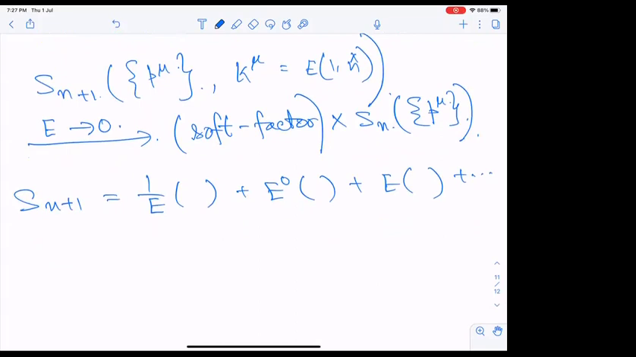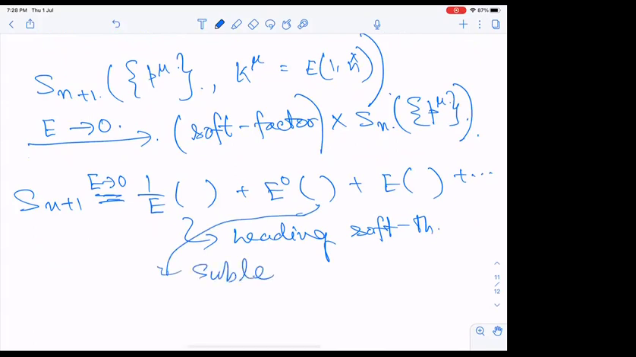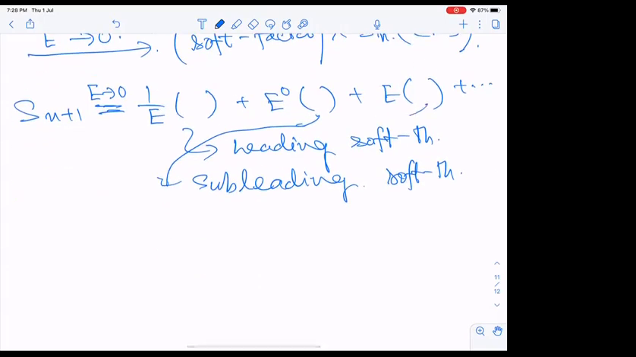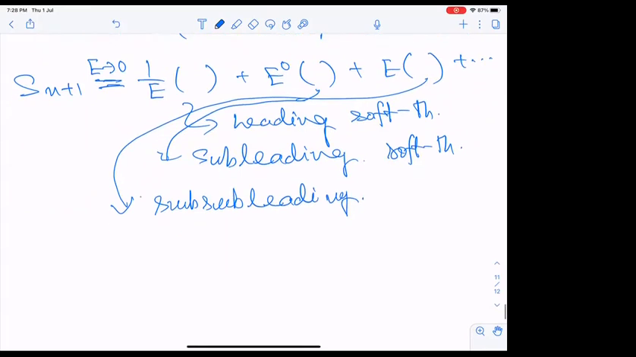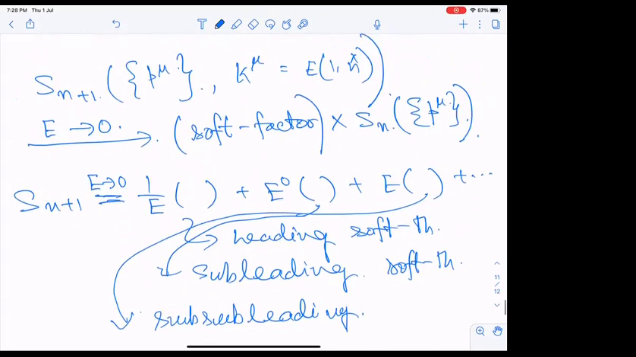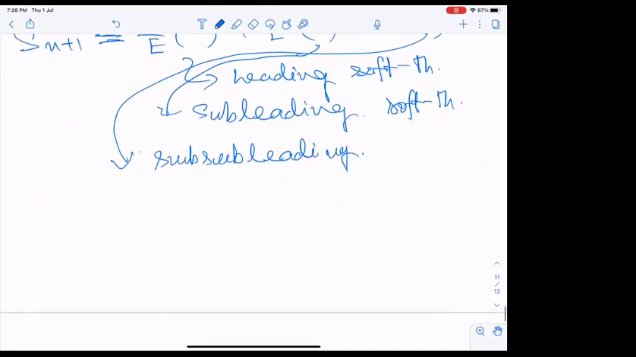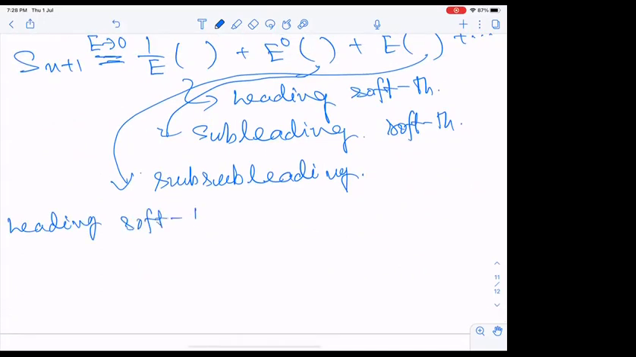Now, this is called the leading soft theorem. This one is called the subleading. And this is called the sub-subleading. Okay, now if you think of them as Ward identities, then what one can show is that the leading soft theorem is essentially the Ward identity for supertranslations.